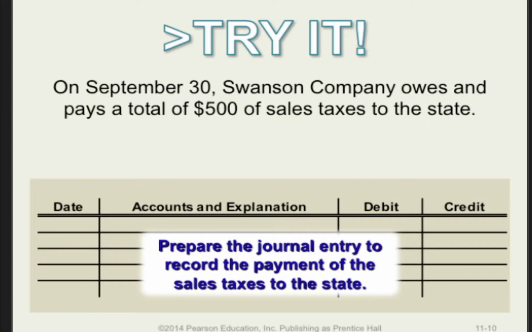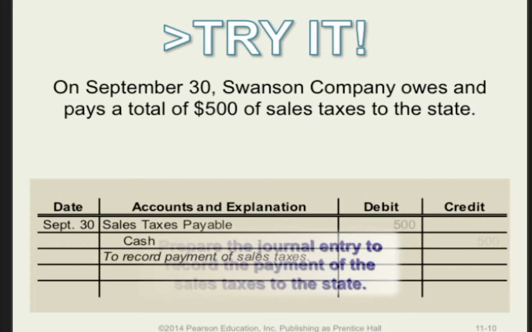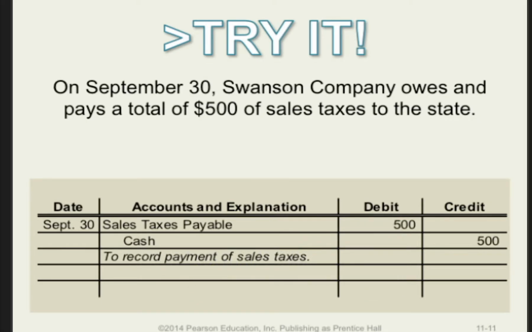On September 30th, Swanson Company makes a payment of $500 to the state to remit sales taxes they have collected during the month. Record the entry for the payment. The entry will require a debit to sales tax payable of $500 and a credit to cash for $500.